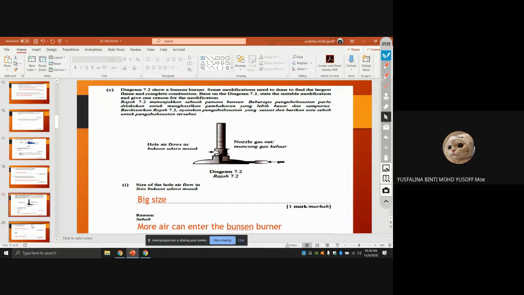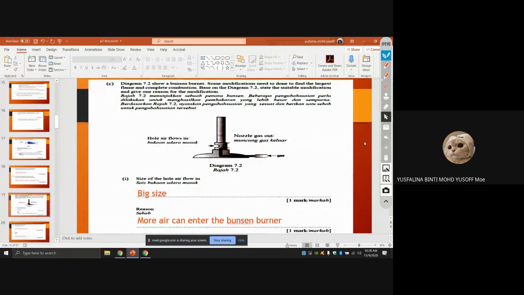Alright, next one. Diagram 7.2 shows a Bunsen burner. Some modification needs to be done to get the largest flame and complete combustion. Based on diagram 7.2, state the suitable modification and give one reason for the modification.